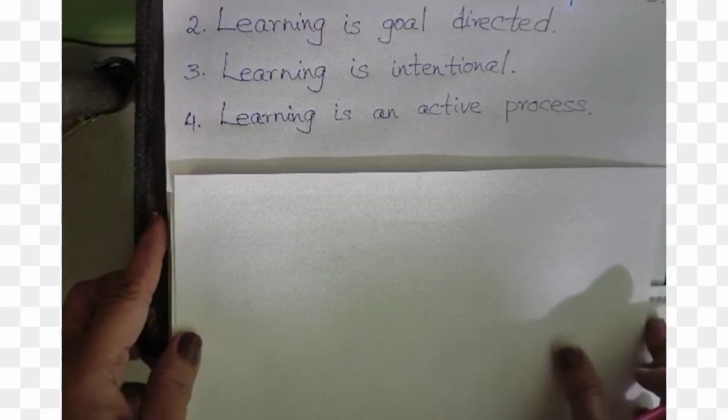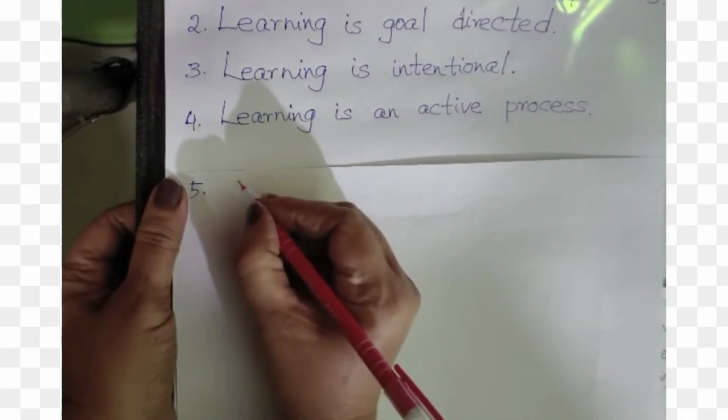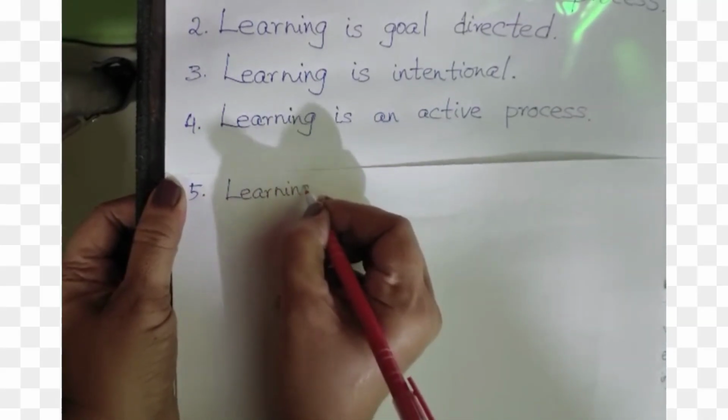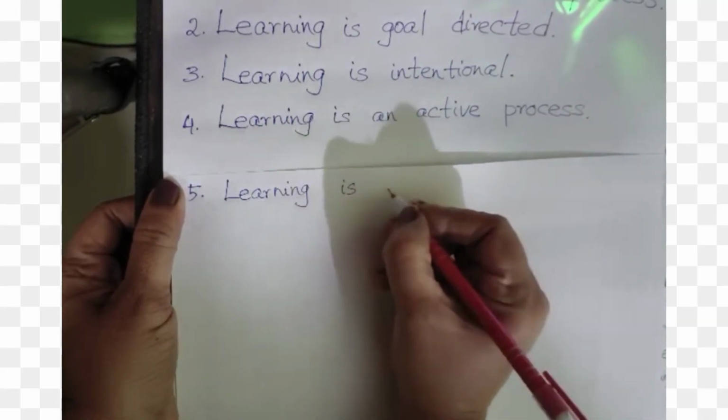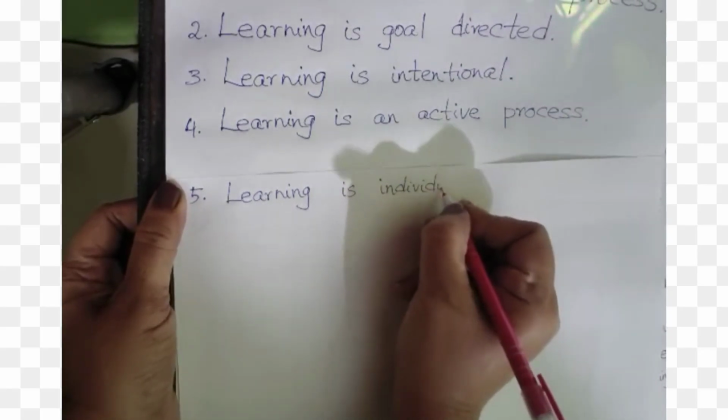Number 5, learning is individualistic. You might have observed that in a class there are some students who learn more quickly while others learn slowly. In fact, the pace of learning differs from person to person.